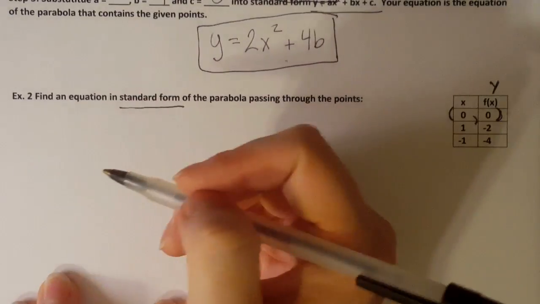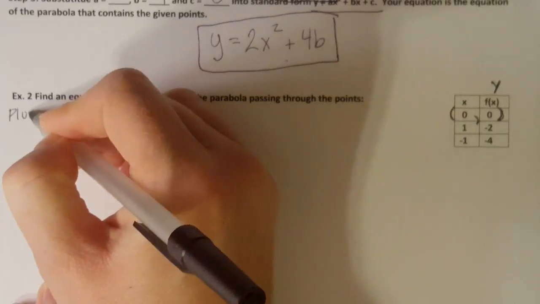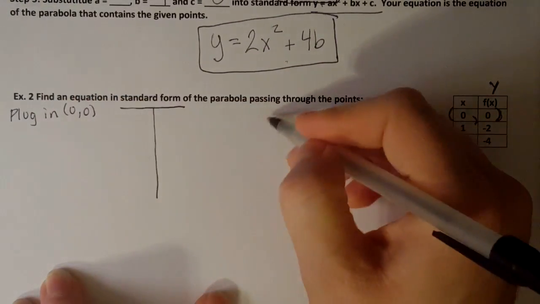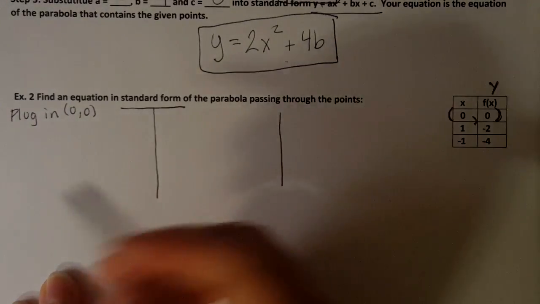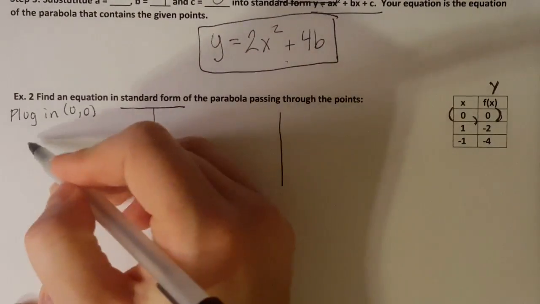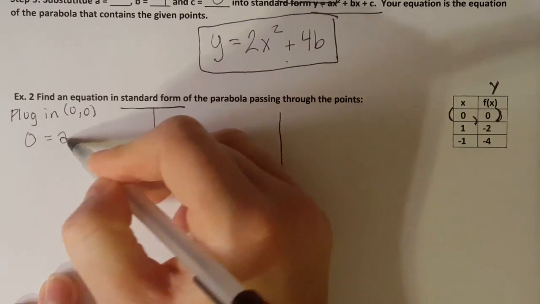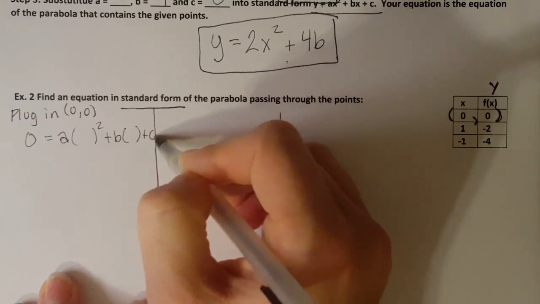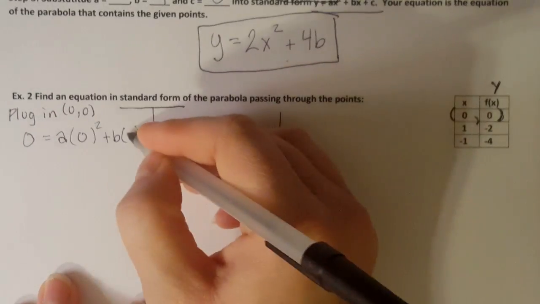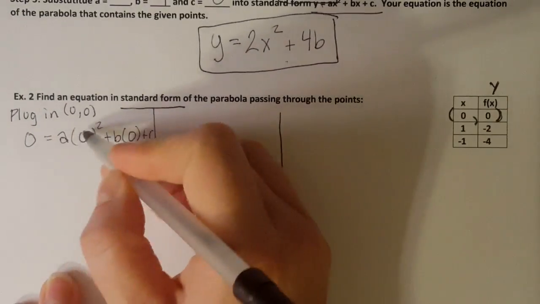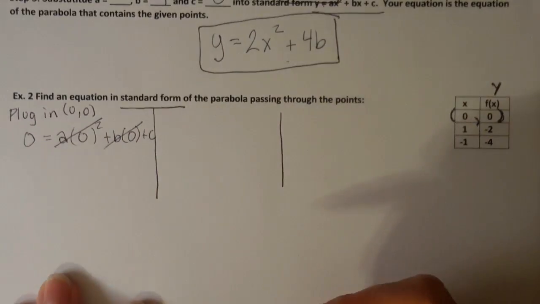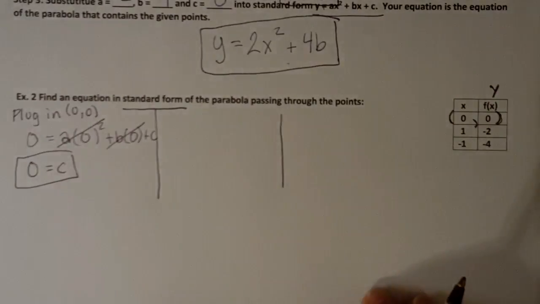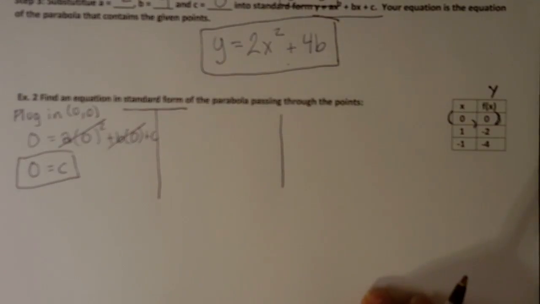That's a nice point to plug in. So again, we're going to do this 3 times, plugging in each of them. I'm just going to divide into 3 columns. Starting with the nice one, (0, 0). So y is 0: ax squared plus bx plus c. Wherever there's an x, I put in a 0. 0 times anything is 0. So once again, c is 0. This is a really nice problem when you have (0, 0) as one of your points.